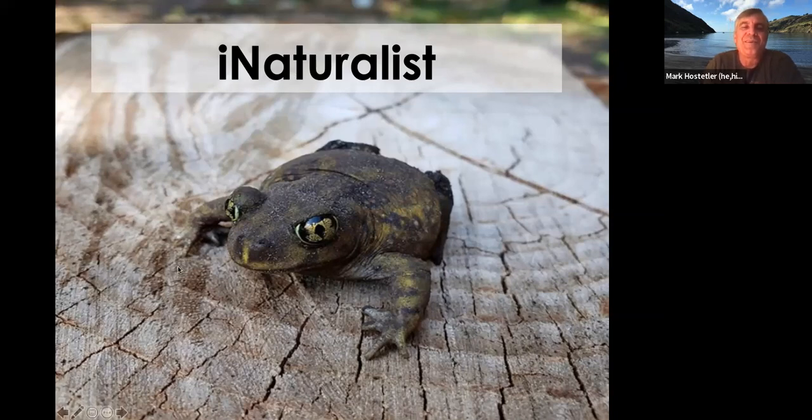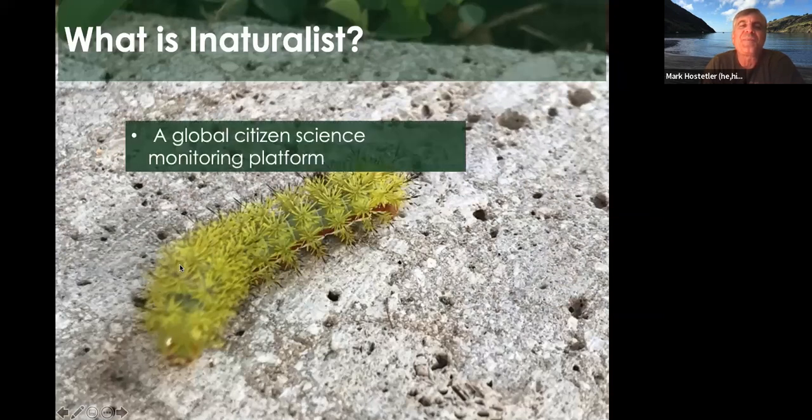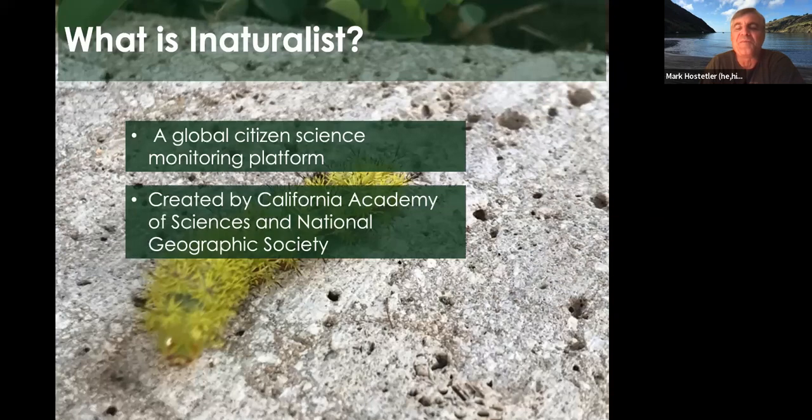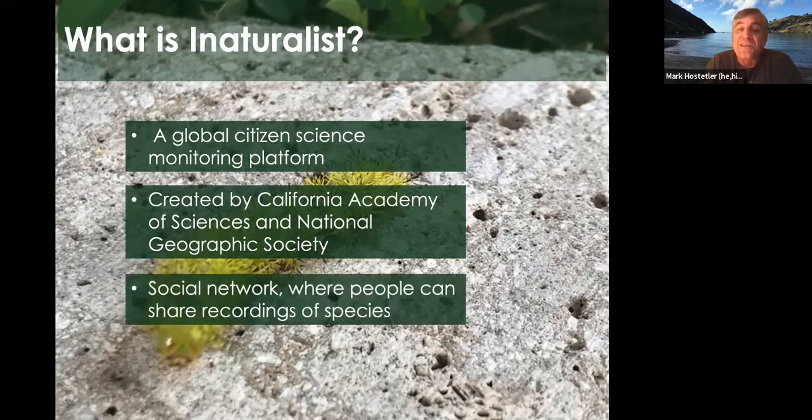So iNaturalist. What is iNaturalist? Well, really, it's a global citizen science monitoring platform. It was created originally by the California Academy of Sciences and the National Geographic Society. And it's a social network, really. It's where people can share recordings of species, they can identify species, they can debate about the species. There are also lots of debates in identifying things like mushrooms and some of the harder-to-identify herbs that you'll find in the ground. But it's really about reflecting and monitoring and actually getting research data that's being used by museums and scientists all around the world.